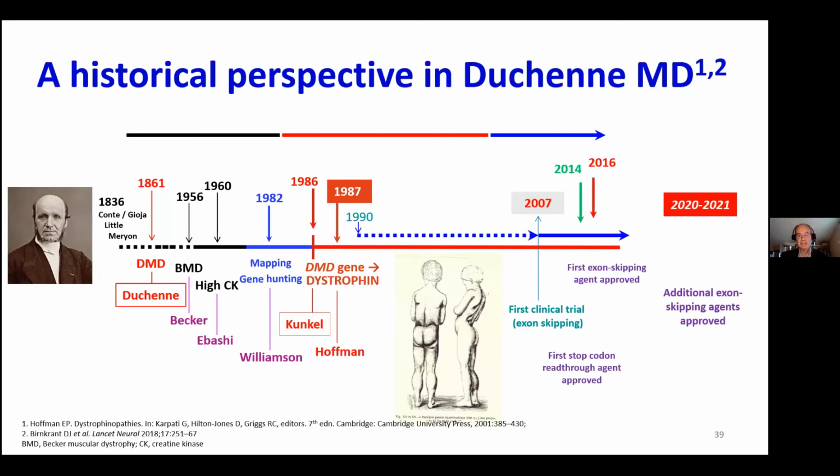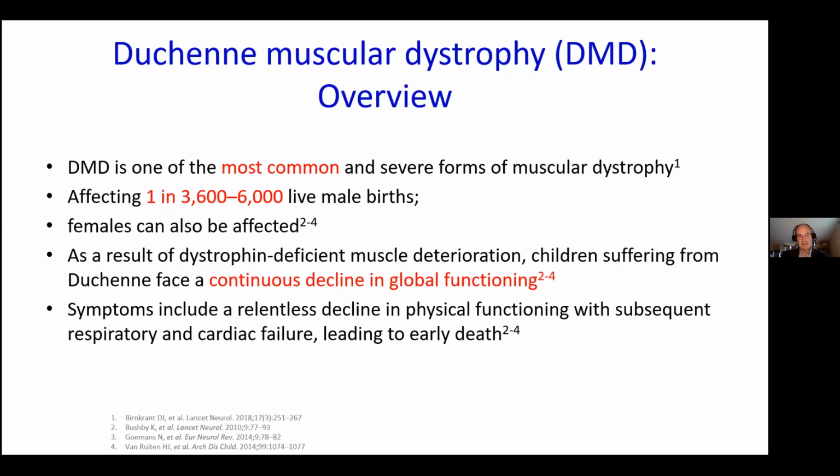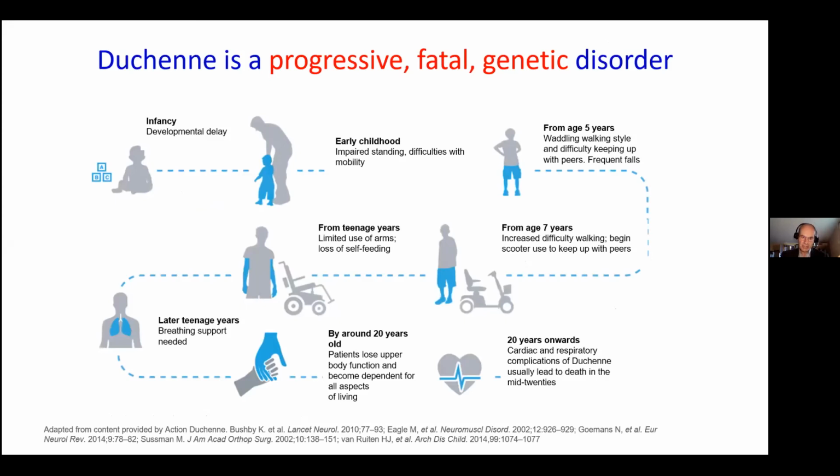We're using exon skipping strategy or a stop codon read-through. Some of these drugs have been approved. But in terms of gene therapy, it's another story. We'll see that. The disease is very devastating, as I said. It's the most common form of muscular dystrophy in childhood. We know about the pathophysiology: it's a dystrophin deficiency. It results in a continuous decline in global functioning, both in the muscle, but also probably in the brain and in other places. So that's the natural history, and all this has been very well documented.